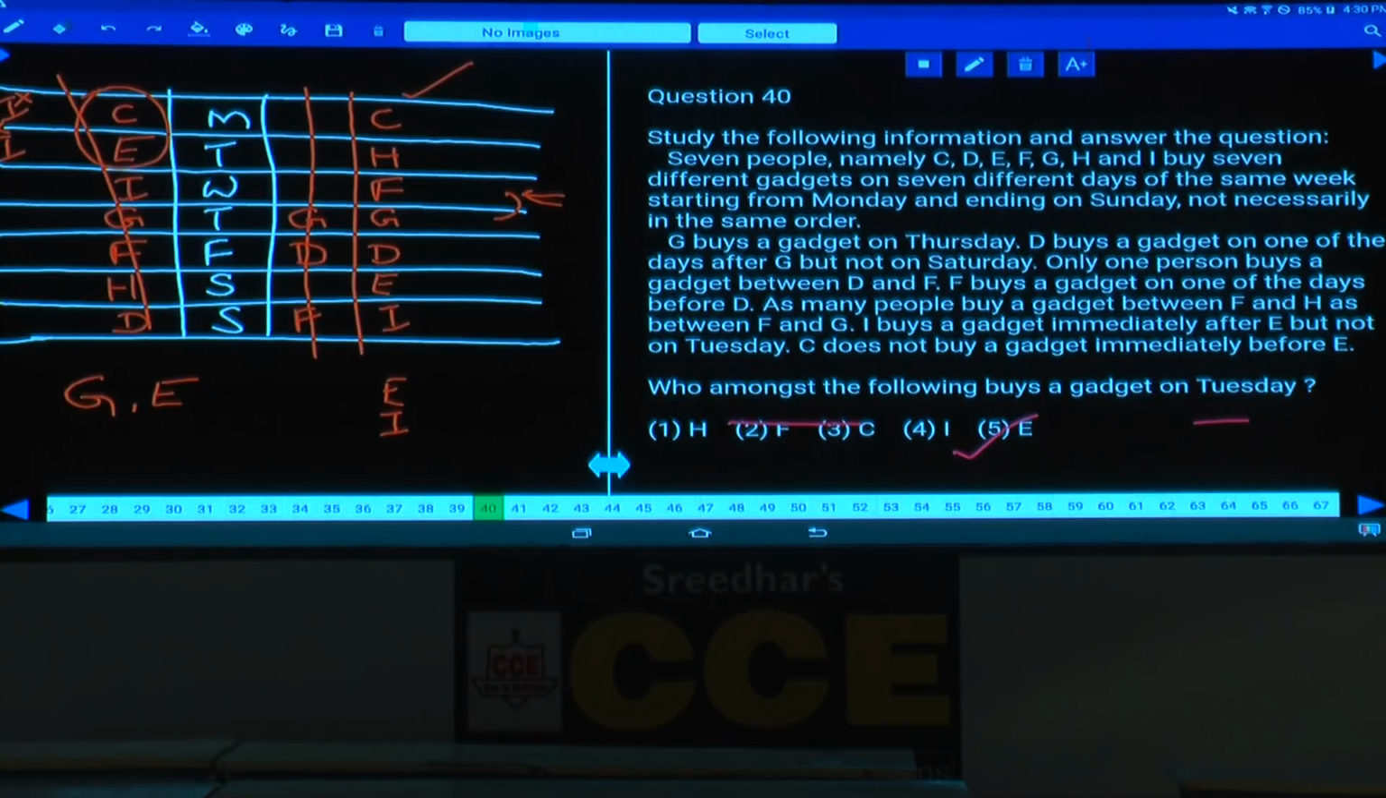Then what about question number 40? Who among the following buys a gadget on Tuesday? Tell me who is the person who bought a gadget on Tuesday? H. H, that is given in choice 1. Question number 40, it is choice 1.